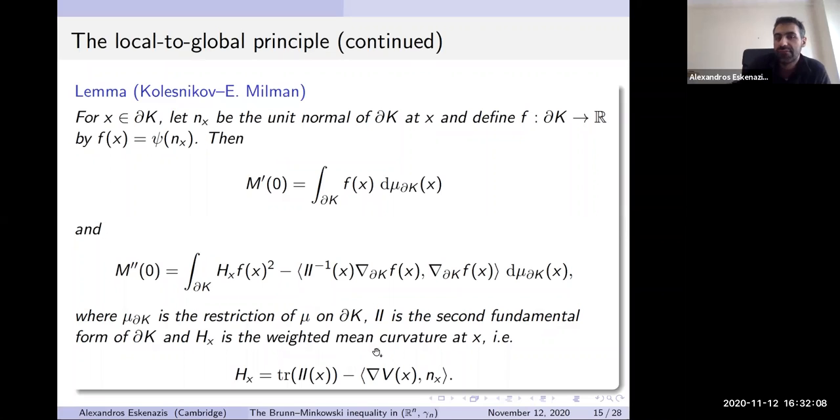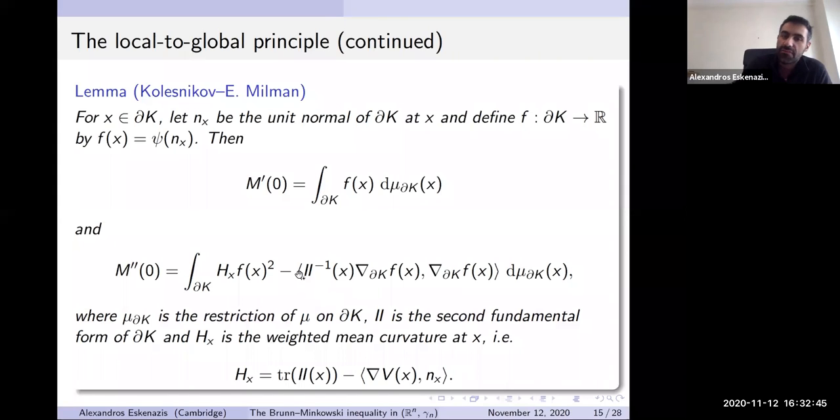Now, the second derivative is actually more complicated, and for this talk, it's not really going to matter what it is exactly, but what's going to matter is somehow qualitatively what it contains. So let's see. It's an integral again on the boundary with respect to this restricted measure. Now, the first term here is the weighted mean curvature of the boundary of K, which is a surface in Rn at the point x. And weighted here refers to the fact that it's the usual mean curvature minus a term which takes into account the measure. Now, V is the potential of the measure.